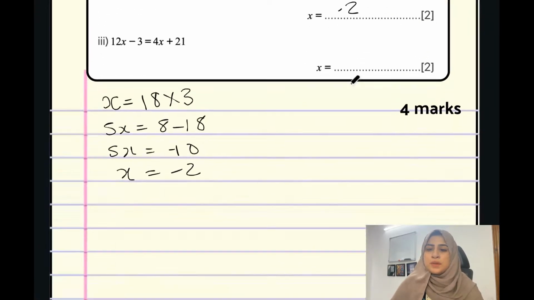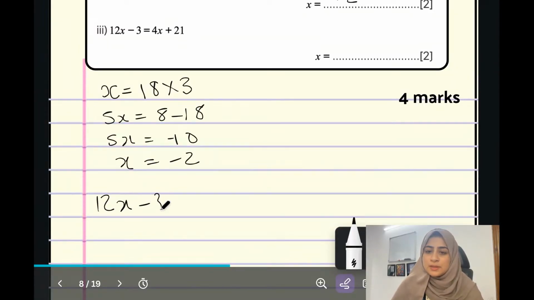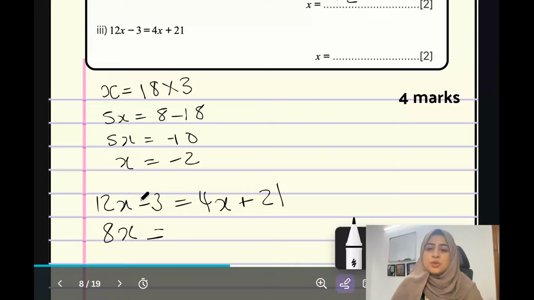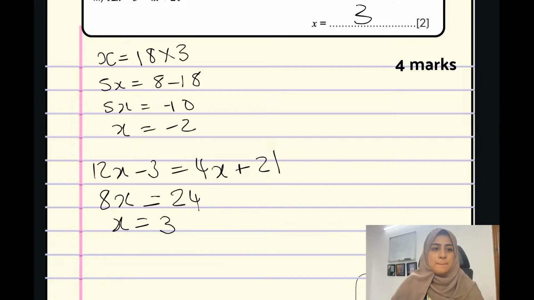Okay? The next part, it's 12x minus 3 is equal to 4x plus 21. So we can take away 4x on this side, and we can do 21 plus 3, which is 24. And so x would equal 24 divided by 8, which is 3. So to get 2 marks, you would need to get 3 for that.